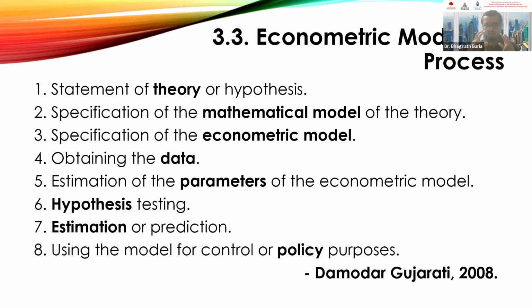Then you develop a mathematical model. How does it look? I'll show you tomorrow. Then you put in the random component, the error component, and you get an econometric model. Your typical equation, y is a function of x1, x2, etc. You also add an e term, the random error term. So then it becomes an econometric model. I'll show you just now how it looks.